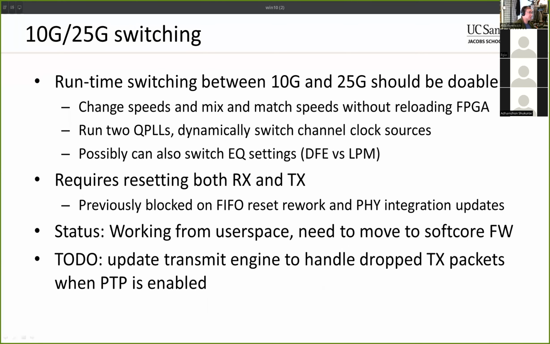All right, and then that brings me to the 10G and 25G switching. So this is basically working at this point, at least using user space software to poke at the transceiver registers over DRP. So big thanks to Adam John for helping figure out what all of the register settings need to be for switching. So I've taken what Adam John came up with, and I can feed that into the wrapper using the new DRP interface components, and using that I can dynamically switch between 10 gig and 25 gig.